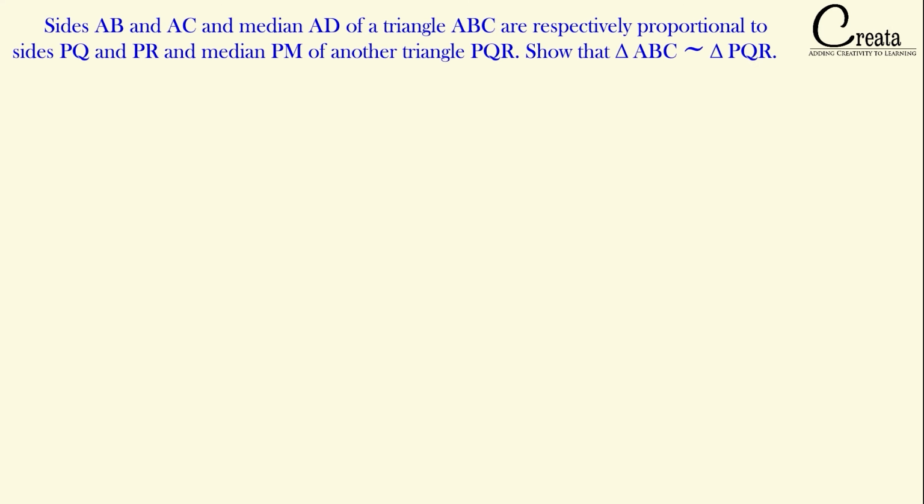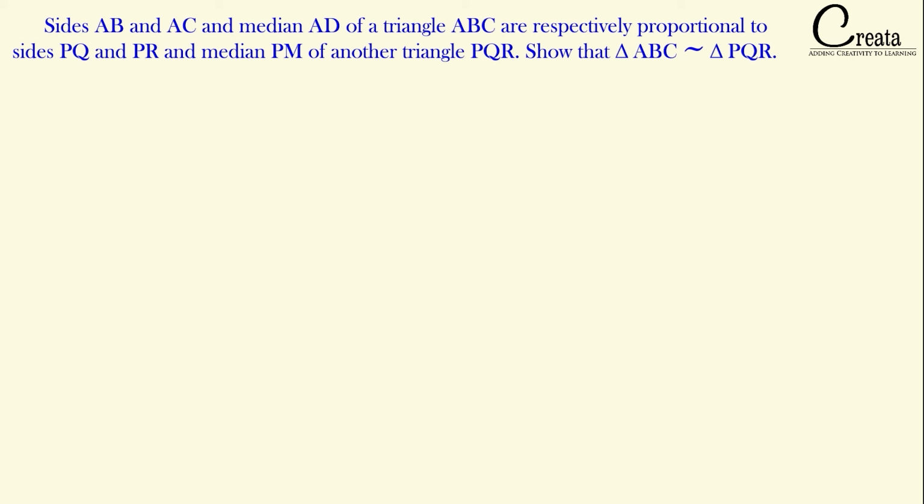Side AB and AC and median AD of a triangle ABC are respectively proportional to side PQ and PR, and median PM of another triangle PQR. Show that triangle ABC is similar to triangle PQR. Let's take down this question. This question is somewhat similar to question number 12, but the approach and the answer are totally different. Let's see how we approach this question.